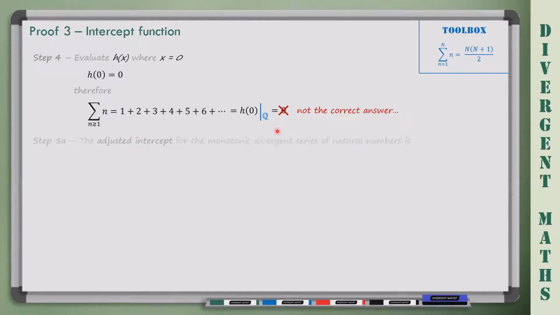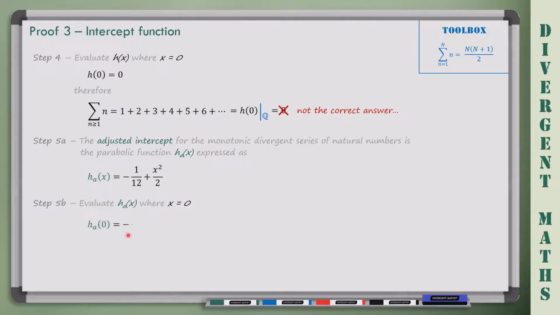We need to take the adjusted intercept function for the monotonic divergent series of natural numbers. That adjusted intercept function is the parabolic function h_a of x, h sub a for adjusted, of x. It's -1/12 plus x squared over 2. If we now evaluate this function at x equals 0, step 5b, what do we get? h_a at 0 is -1/12 plus 0 squared over 2, which vanishes. We are left with -1/12.